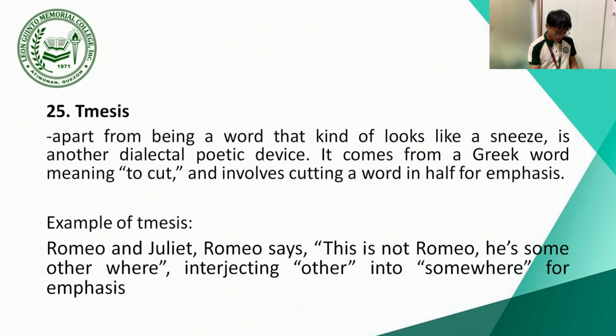So an example of it is in Romeo and Juliet. Romeo says, "This is not Romeo. He's some other where," injecting other into somewhere for emphasis. So tmesis is a fun poetic device to play around with. That allows you to look at the words in a different way.